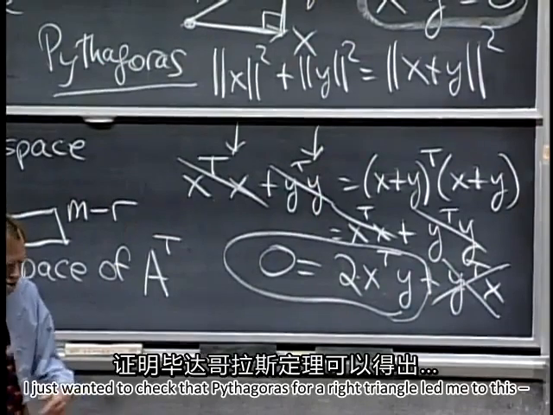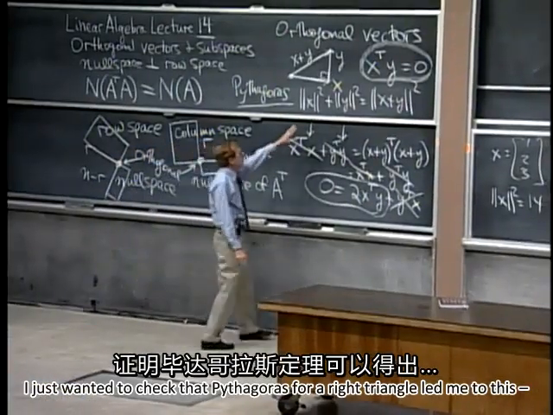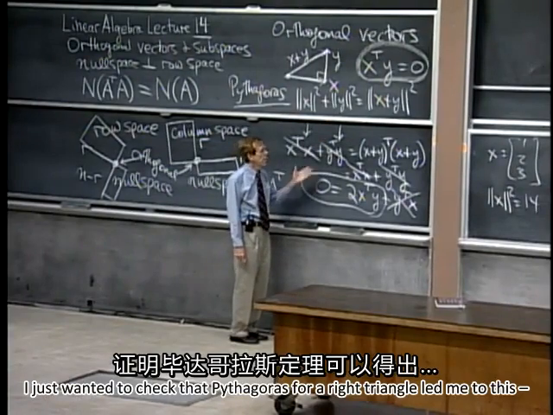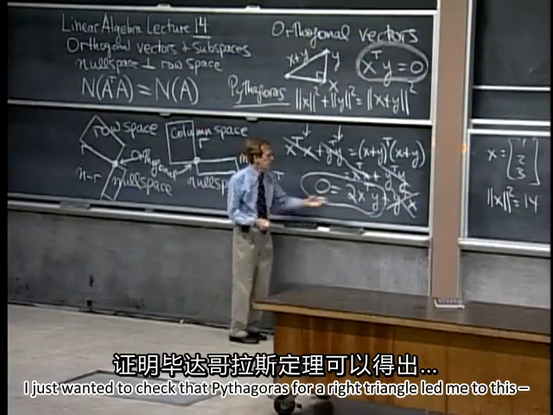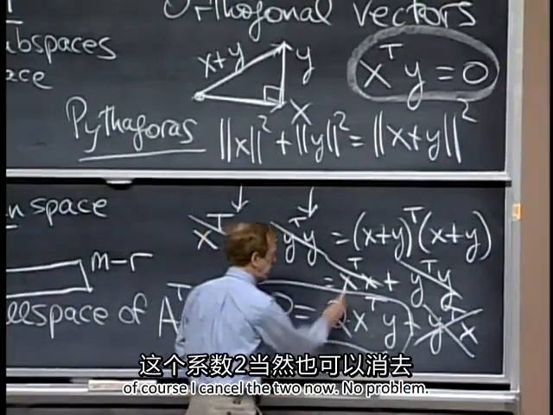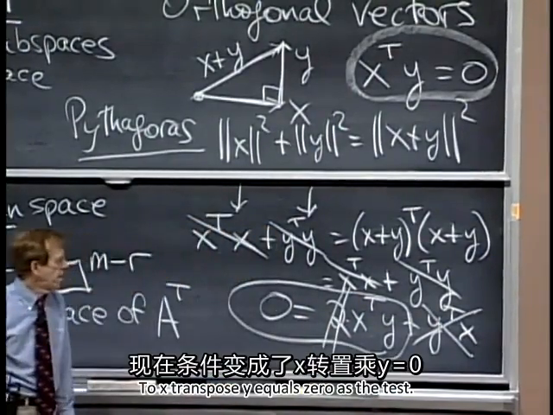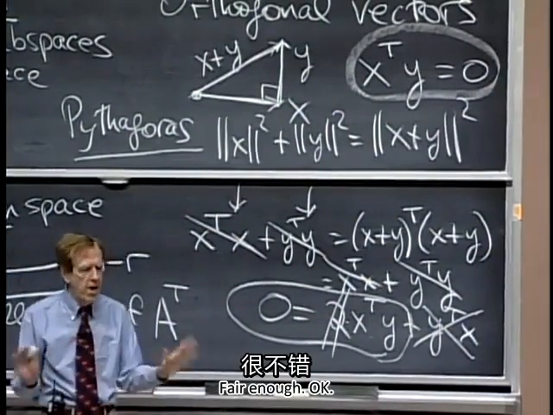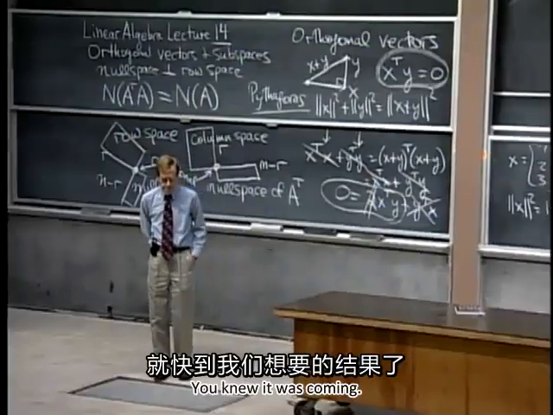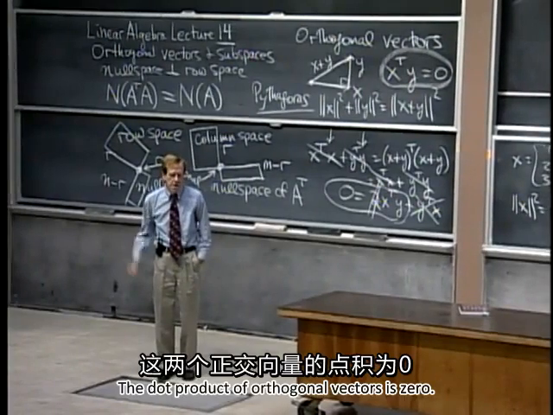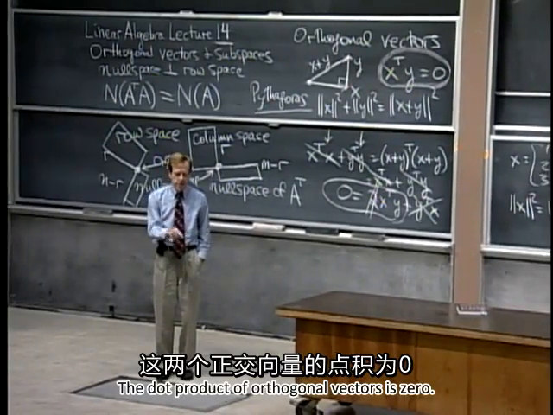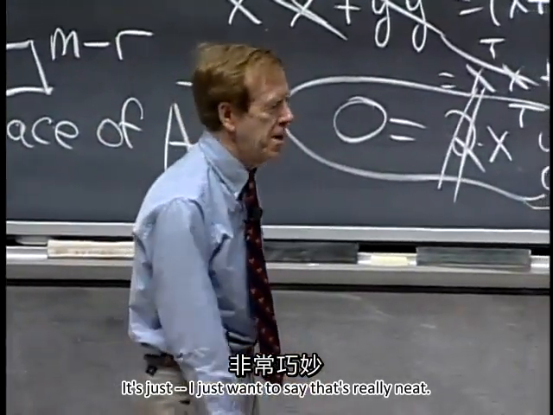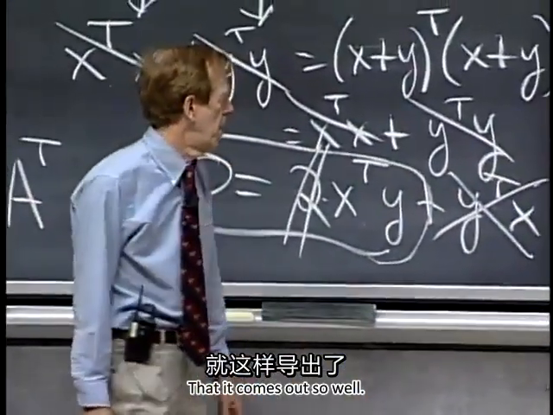I just wanted to check that Pythagoras, for a right triangle, led me to this. Of course, I cancel the 2 now. No problem, to x transpose y equals 0 as the test. Fair enough. Okay. You knew it was coming. The dot product of orthogonal vectors is 0. I just want to say, that's really neat. It comes out so well. All right.